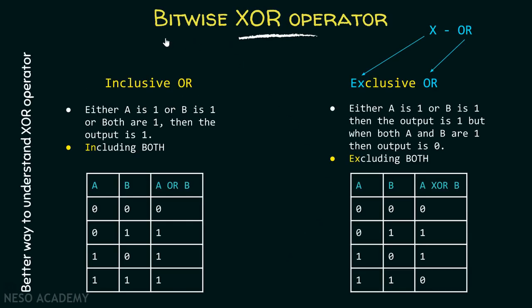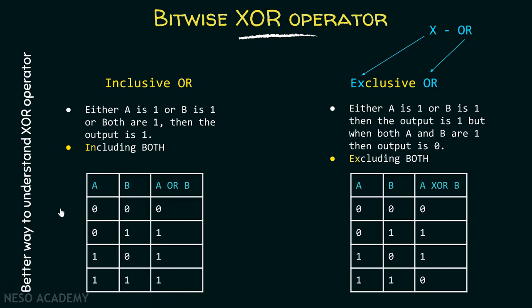Now let's try to understand what the bitwise XOR operator is. But before understanding the concept of the XOR operator in detail, we first try to understand the inclusive OR operator, because this is the best way to understand XOR. According to the inclusive OR operator, when either A is 1 or B is 1 or both are 1, then the output is 1. Suppose A and B represent one bit of information. Then if either A is 1 or B is 1, the output is simply 1. But when both of them are 1, then also the output is 1.